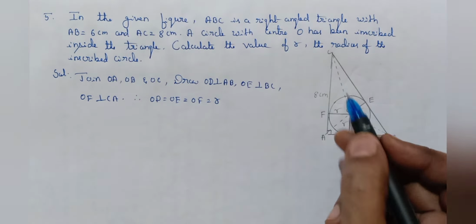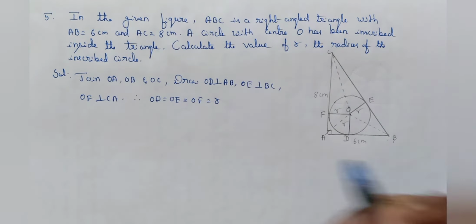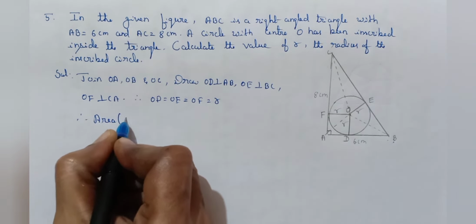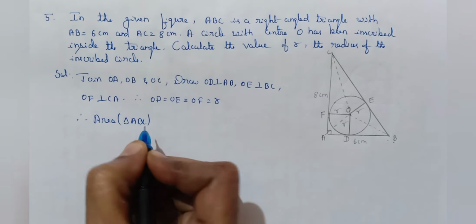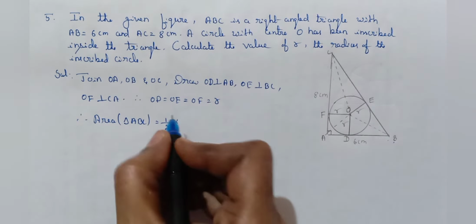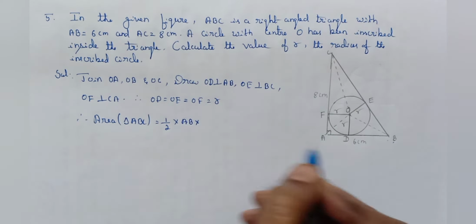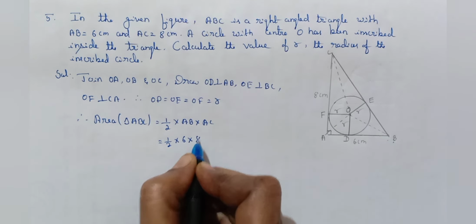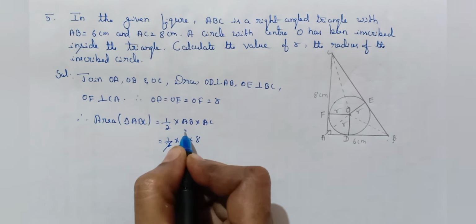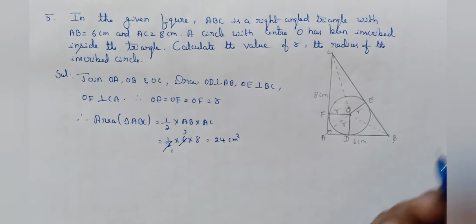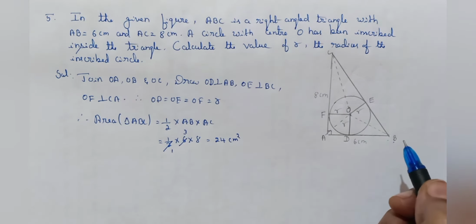Now find out the area of the right angle triangle ABC. Therefore area of triangle ABC is equal to half into base into height. Here the base is AB and the height is AC. Half into AB is 6 cm, AC is 8 cm. 2 ones are 2, 2 threes are 6, 2 fours are 8, 3 fours are 24 square centimeter. Now you got the area of the right triangle ABC.